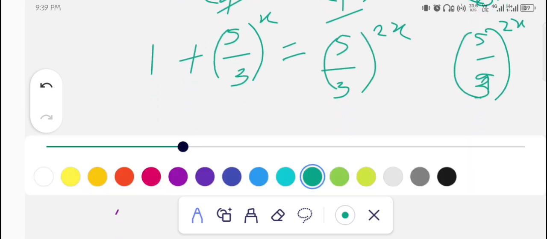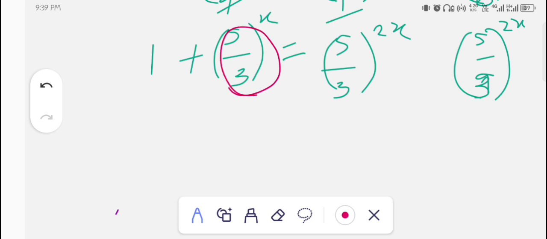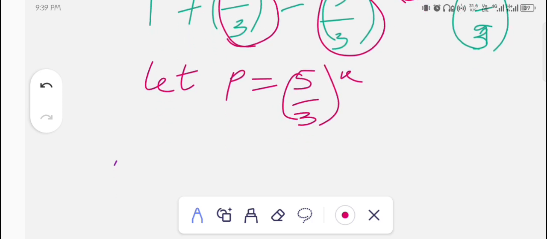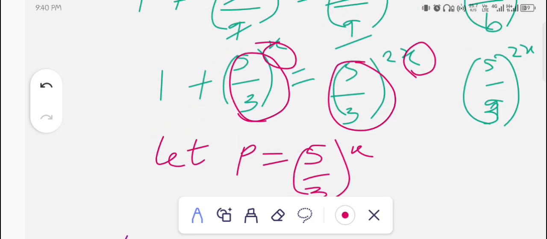So what do you observe here, friends? You observe that here we have 5 upon 3, and as well here we have 5 upon 3. Since we have this duplication, we can represent 5 upon 3 with a particular variable, say p, say y, whatever the case may be, as it pleases you. And here as well we have power x and we have power x. So let's say p represents 5 upon 3 all to the power of x. So wherever we find 5 upon 3 to the power of x, we put p.